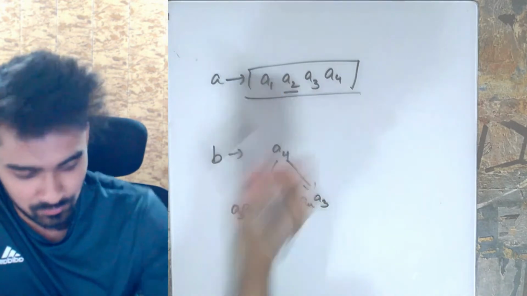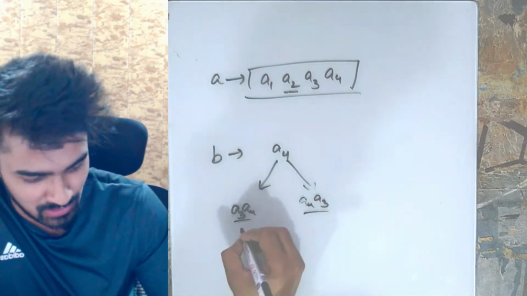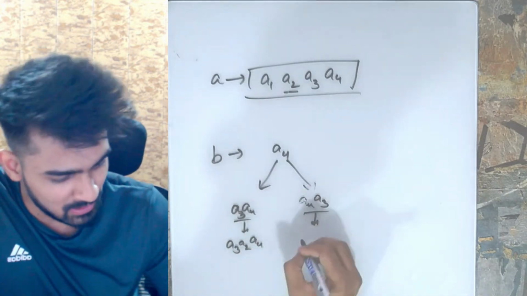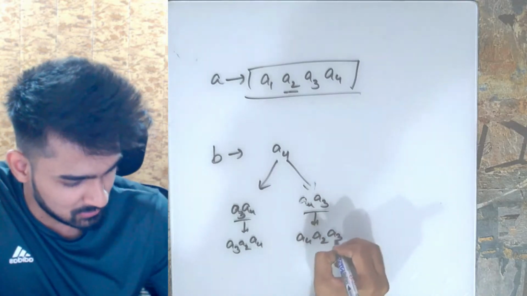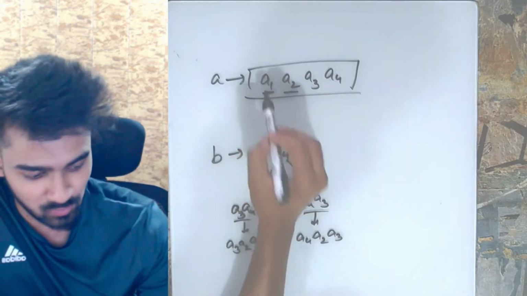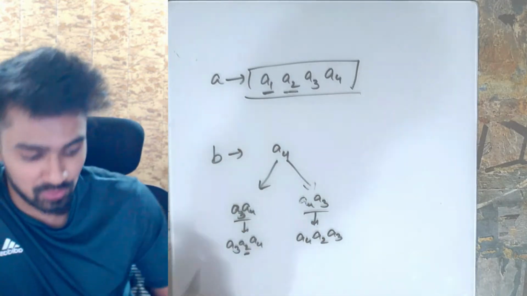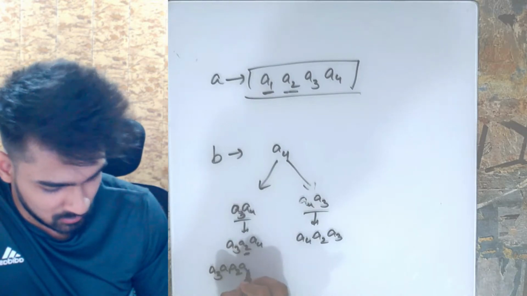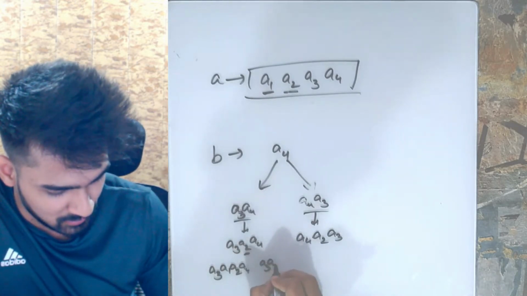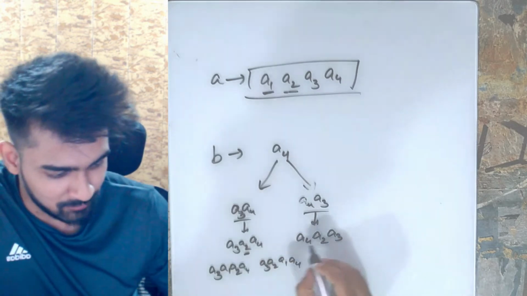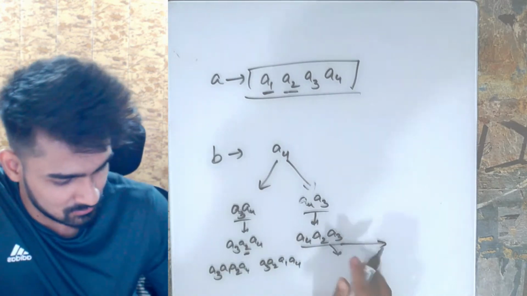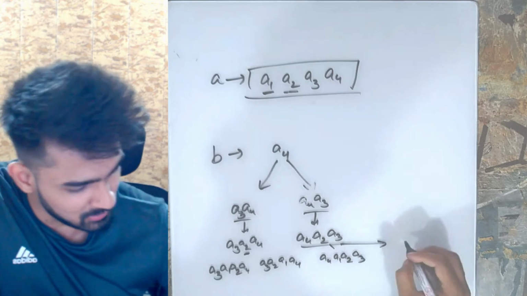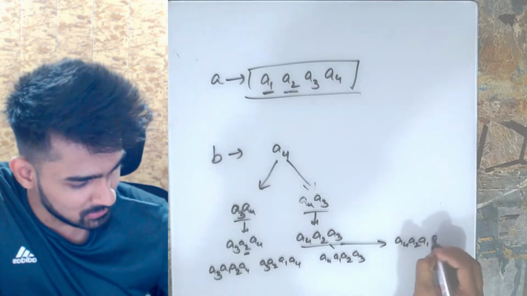After that, we get A2, which will come in the middle of both these. So we have A3, A2, A4, and here we have A4, A2, A3. Then we are left with A1, which will actually come either on the left side of A2 or on the right side of A2. So we have A3, A1, A2, A4, or we could have A3, A2, A1, A4. And from this, we could actually get A4, A1, A2, A3, or we could get A4, A2, A1, A3.